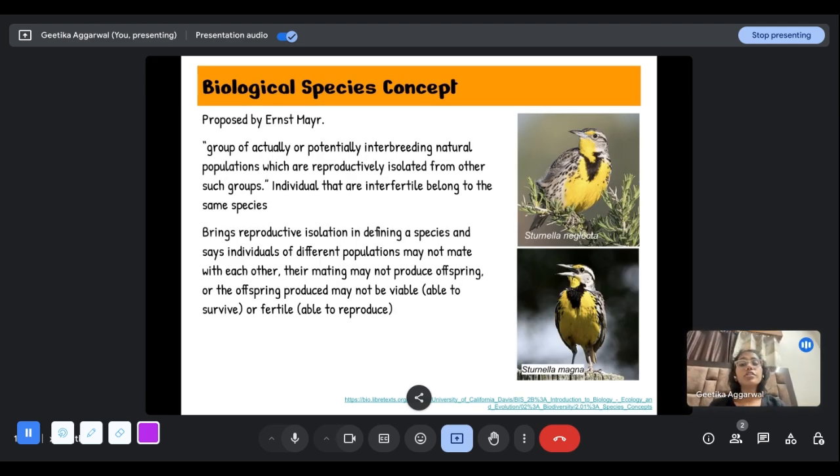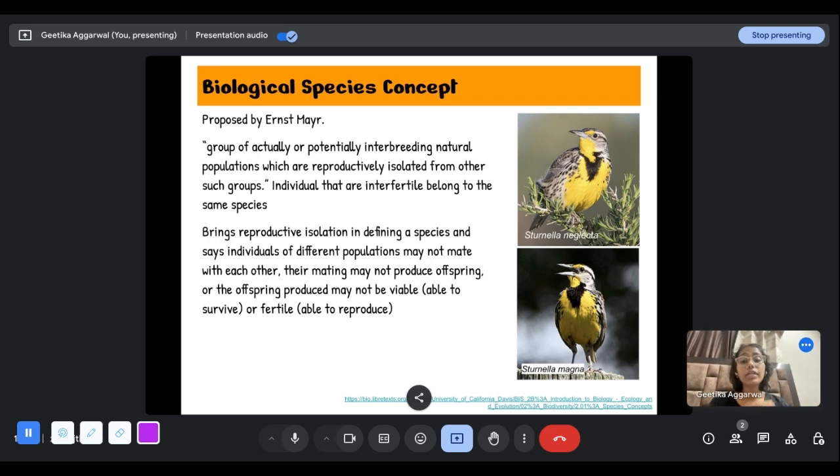Then eventually Ernst Mayr proposed the biological species concept, in which he proposed that a group of actually or potentially interbreeding natural populations that are reproductively isolated from other such groups are called species. So it's a group of actually or potentially interbreeding individuals or natural populations, and they're reproductively isolated from other such groups. From the other groups from which they are reproductively isolated, they are separate species. But within the species, the populations can potentially interbreed.